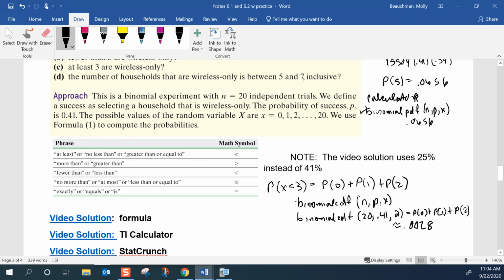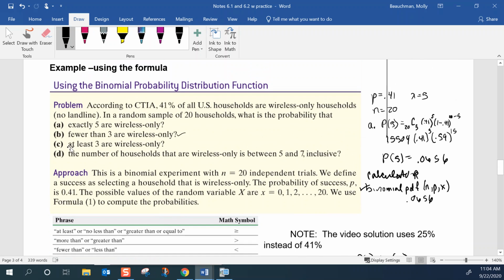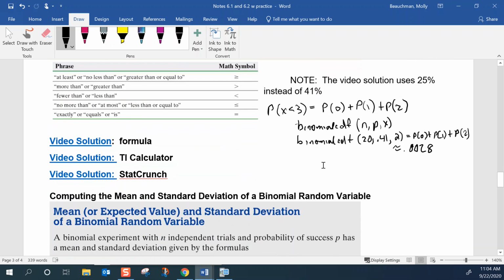So the calculator will give you a single point distribution, and it will give you a cumulative distribution, just depending on what the question is asking. The next question, part C, says, find the probability that at least 3 are wireless only. So C, the probability that at least 3 would be the probability X is greater than or equal to 3. So at least 3 actually has to do with part B. We know the probability of 0, 1, 2, so to find the probability of the rest, greater than or equal to 3, we can use the complements rule. That's 1 minus 0.0028.